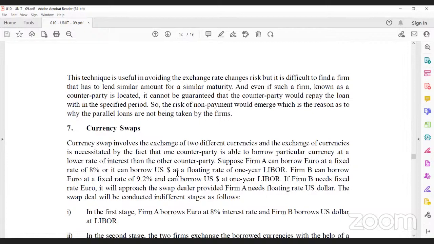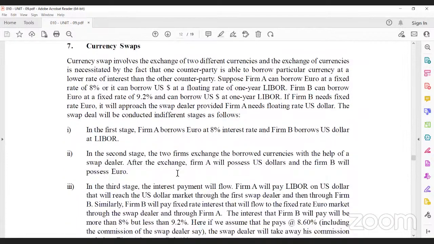Then we have currency swaps. Swapping of currency. Now suppose a firm A borrows euros at a fixed rate of 8%, and it can borrow US dollars at a floating rate of 1 year LIBOR. Firm B can borrow euro at a fixed rate of 9.2% and borrow US dollars at 1 year LIBOR. If B needs fixed rate euro, it will approach the swap dealers. Firm A needs floating rate US dollar. The swap deal will be conducted in different stages as follows.